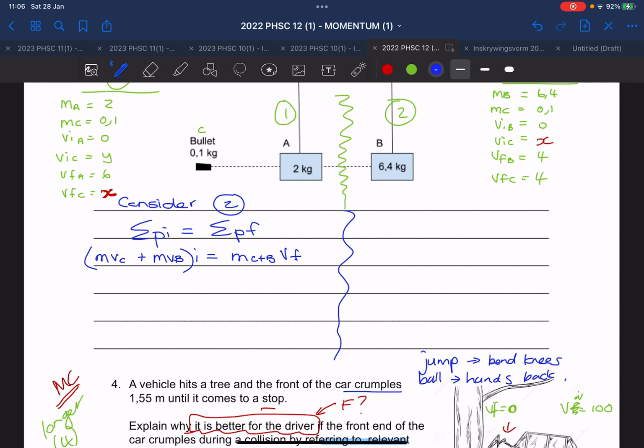So the mass of C is 0.1. The initial velocity of the bullet we don't know, so it's unknown. Plus 6.4 times 0, because at the beginning the block was stationary. Then the mass we have here is 6.4 plus 0.1, because the bullet is inside the block. And the velocity was 4. Now everything is just moving to the right, so I'm going to choose to the right to be positive.